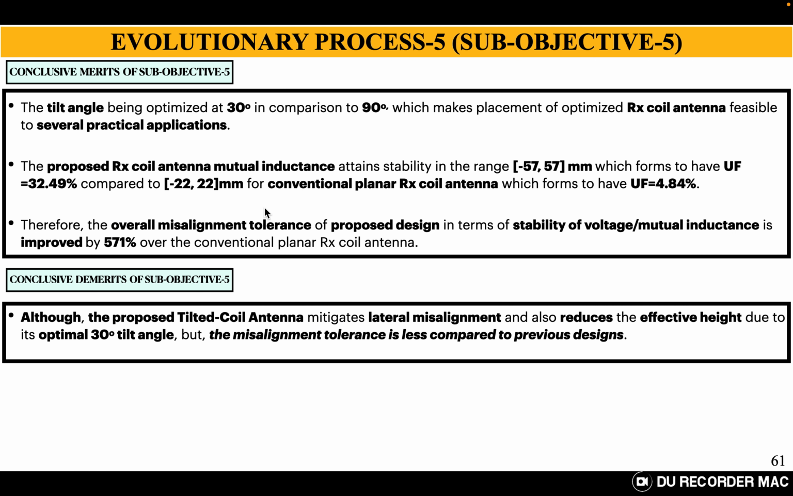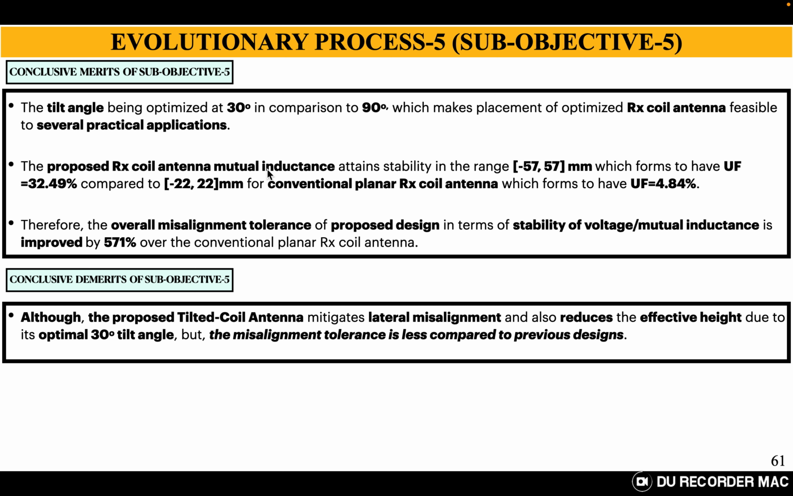What I wanted to conclude with this is that the tilt angle optimized at 30 degree, in comparison to 90 degree, is more feasible for practical applications, because if you see the previous literature works, all the receiver coils are 90 degree tilted. Because of that, it is very difficult to apply it in practical applications. Whereas because it is only 30 degree, the angle is very small, so it can be treated well with planar designs also.